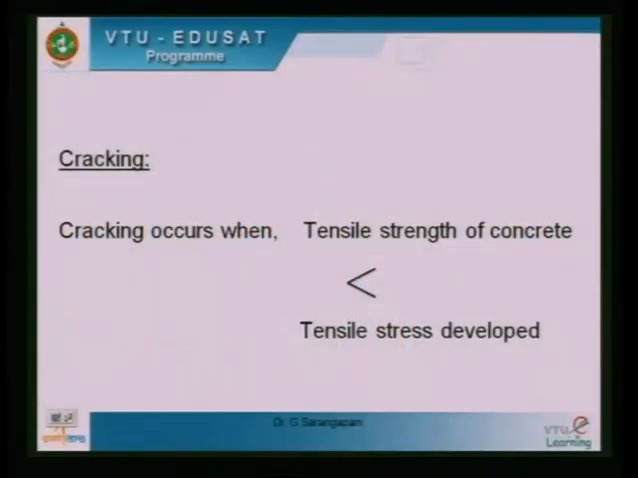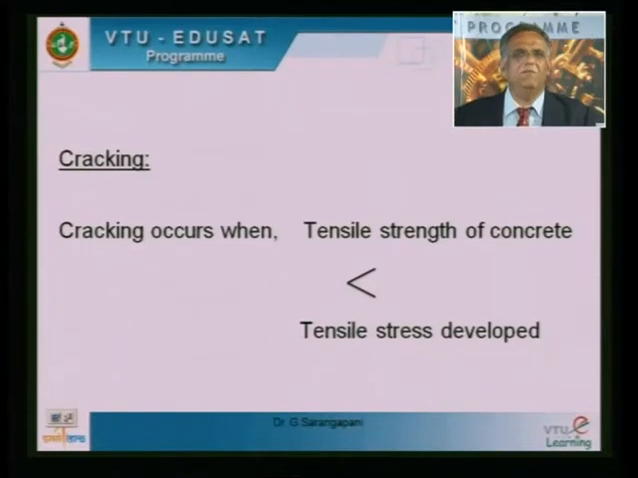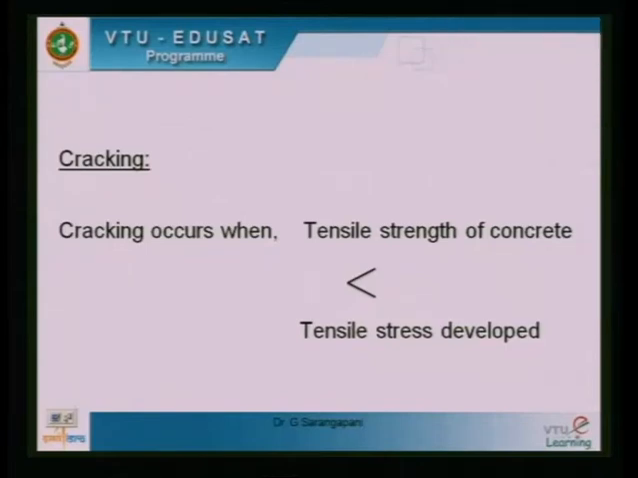Cracking occurs when the tensile strength of the concrete is less than the tensile stress developed. So any beam when subjected to tension is going to crack. Only tension is responsible for cracking. Anything which is compressed will not get cracked. It may crack in the other direction, but normally in the beam, if you subject it to tension, then there are chances of cracks getting developed. So not all tensions will produce a crack.